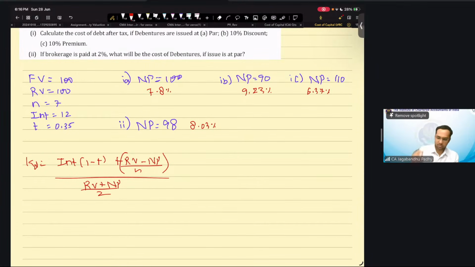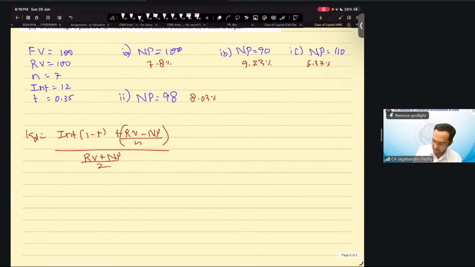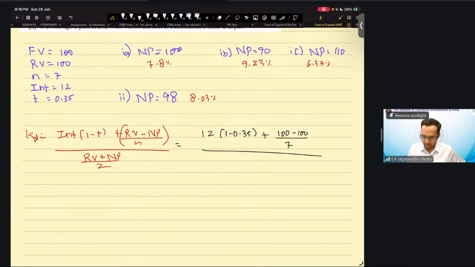In the exam, how will you calculate? The same way, just substitute. For the first case, you will say interest as 12 into 1 minus 0.35 plus redemption value 100 minus net proceeds 100 divided by 7, the whole divided by redemption value plus net proceeds by 2. You just have to solve it. Yes, you'll have to remember the formula, of course. And this is a pretty simple formula. I don't think you need any manipulation or any sort of high-funda logic for this.